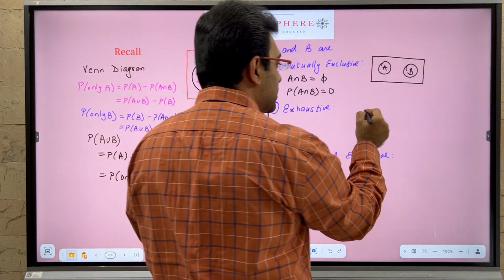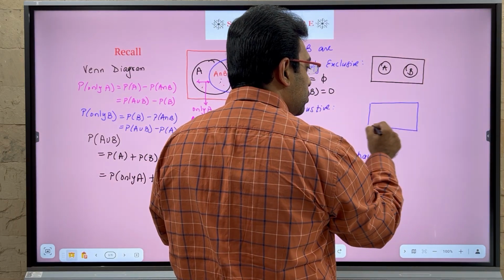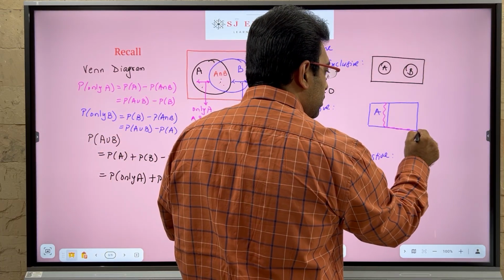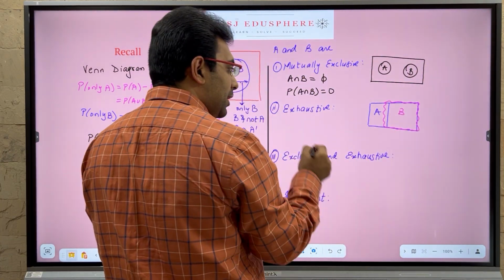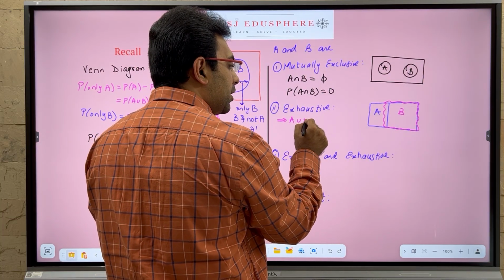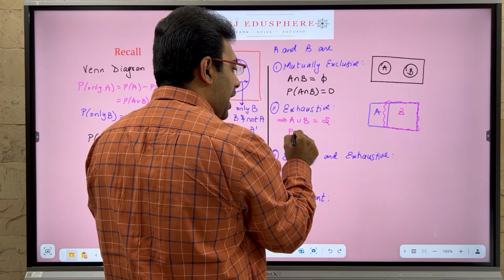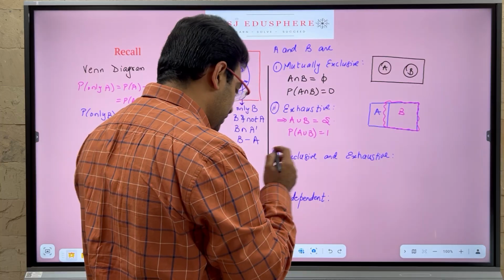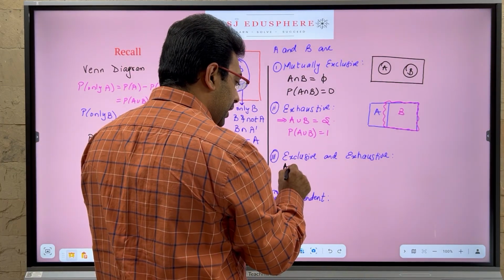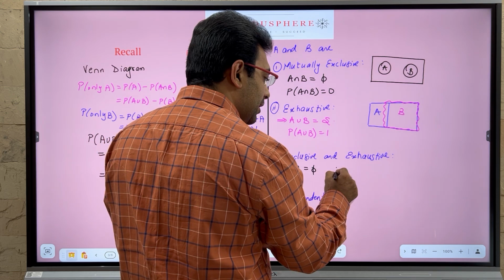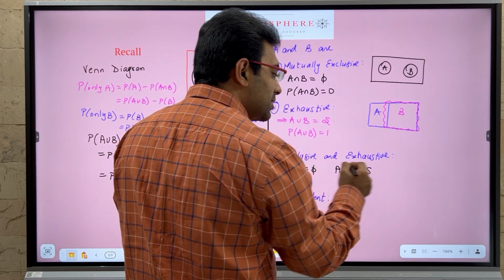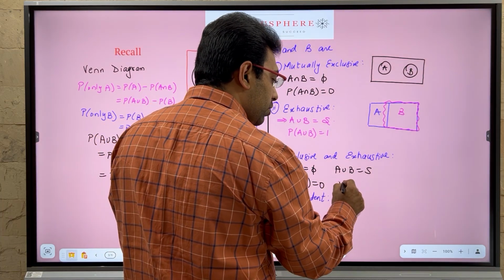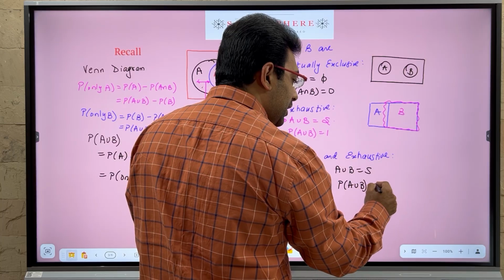Exhaustive means A and B together have used the full sample space. If this part is A, I can call this part over here as B. That means A union B is my full sample space and my probability of A union B is 1. Mutually exclusive and exhaustive means A intersection B is a null set and A union B is your sample space. Therefore, probability A intersection B is 0 and probability A union B is 1.